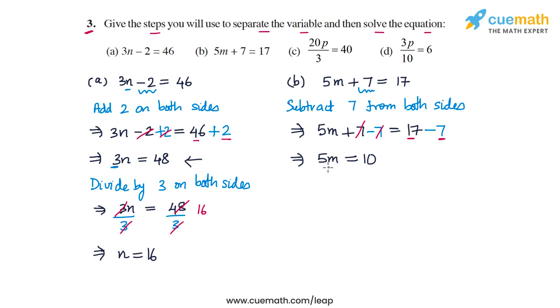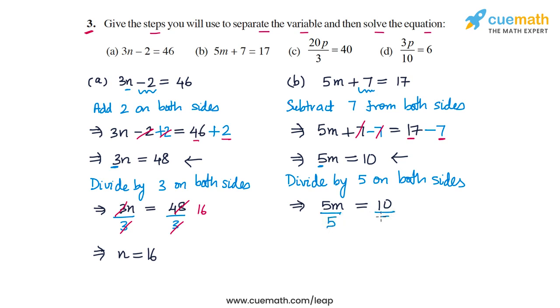So the variable m is still not separated. We have 5m on the LHS. So now we will divide by 5 on both sides, because we need to get m on the LHS. So for this equation 5m equal to 10, the original LHS is 5m and the original RHS is 10. And now we will divide both of these by 5. So we get 5m by 5 and 10 by 5. So on the LHS the 5's cancel out and 10 by 5 is 2. So we get m is equal to 2. So the solution for the second equation is m is equal to 2.